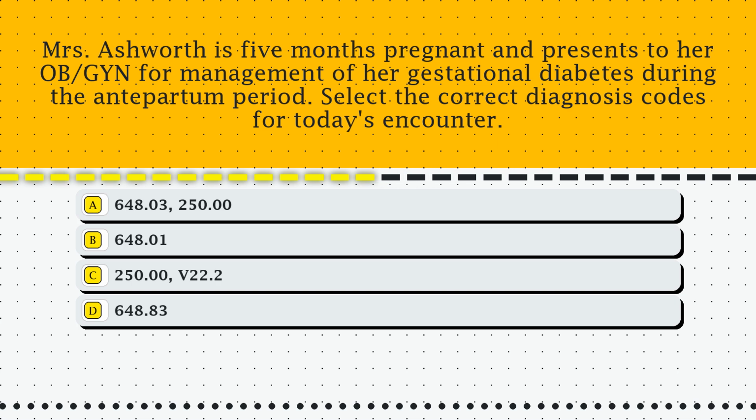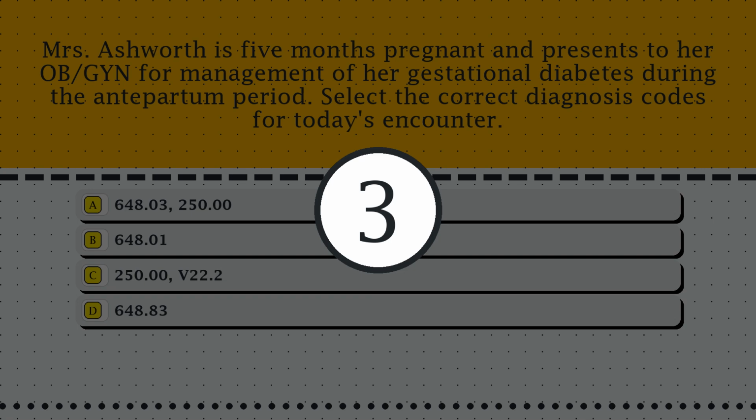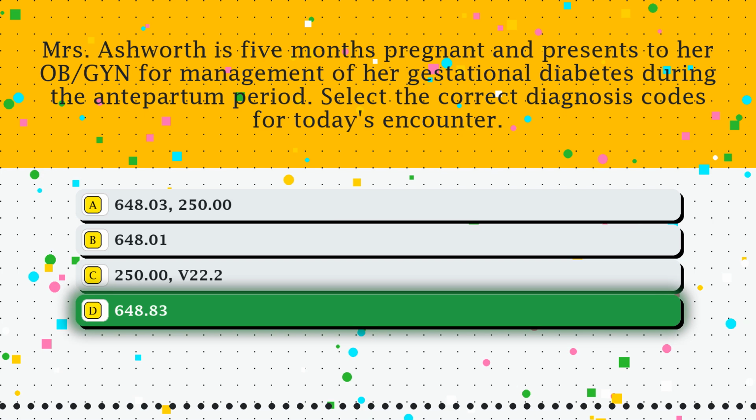Option A 648.03, 250.00. Option B 648.01. Option C 250.00, V22.2. Option D 648.83. The correct answer is option D, 648.83.